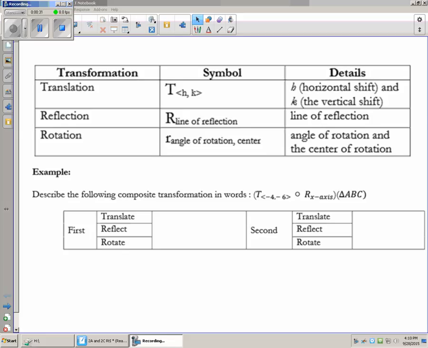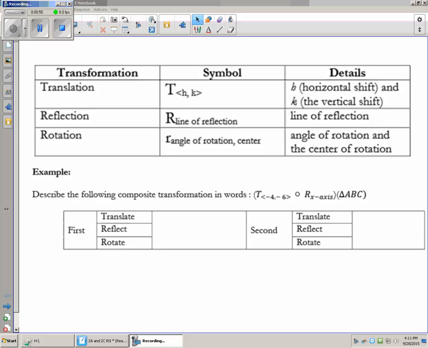Next, a reflection. A reflection in function notation will be noted with the capital R, and then the subscript tells us the line of reflection. Lastly, a rotation. A rotation will be noted with a lowercase r, and then the subscript will give us the details of the angle of rotation as well as the center, where our rotation is going about.